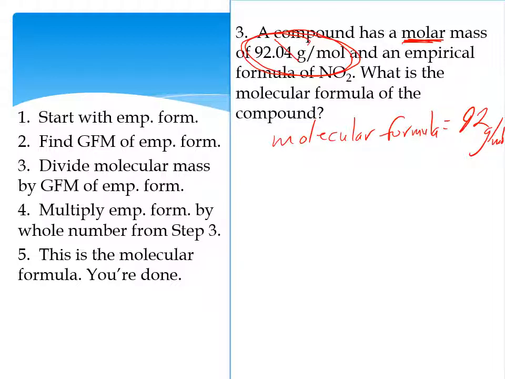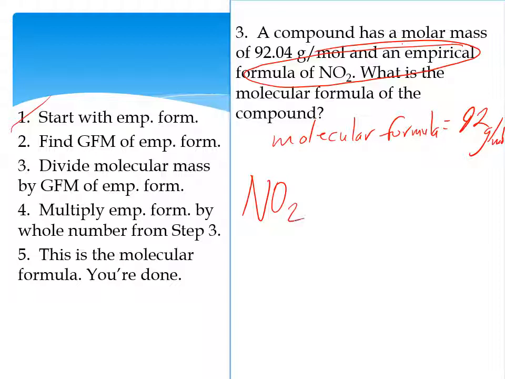And the empirical formula, it says, is NO2. So our simplest ratio is going to be NO2. So that's where we want to start here, because step 1 says start with your empirical formula. So I'm going to write NO2. That's what we're basing everything off of.